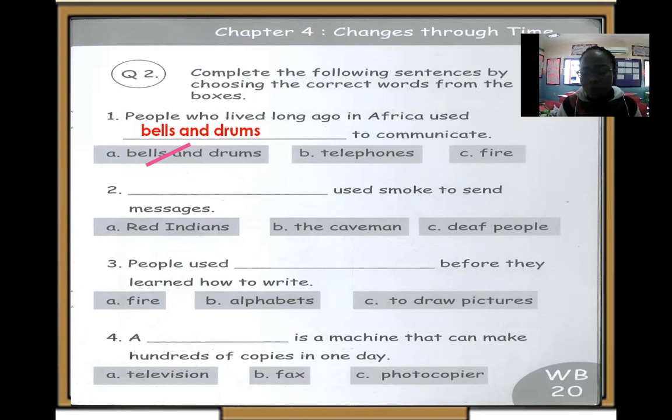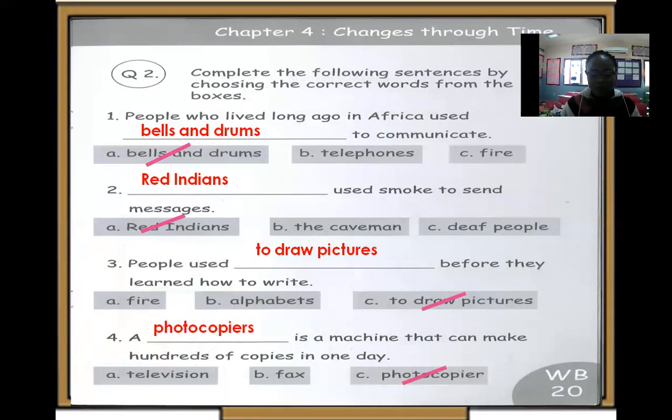2, dash use smoke to send signals, to send messages. What is it? Red Indians, the cavemen, or the deaf people? Of course, the Red Indians. Number 3, people use dash before they learn how to write. People used to draw before they learned how to write. Number 4, a dash is a machine that can make hundreds of copies in one day. A photocopier. A photocopier is a machine that can make hundreds of copies in one day.